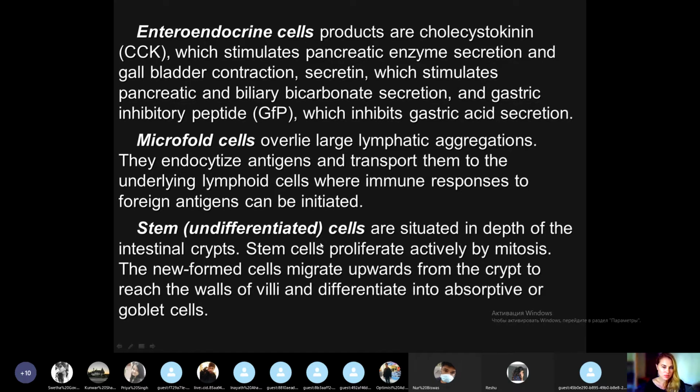Stem cells, or undifferentiated cells, we call them so because they have the ability to divide, and as a result they provide regeneration of the epithelium of the small intestine, of the crypts and villi epithelium.